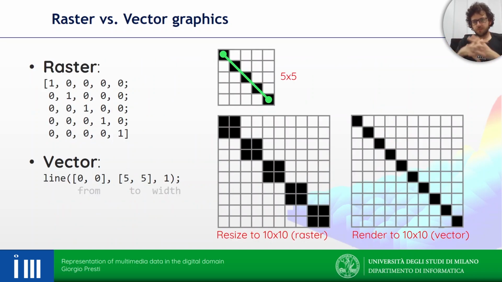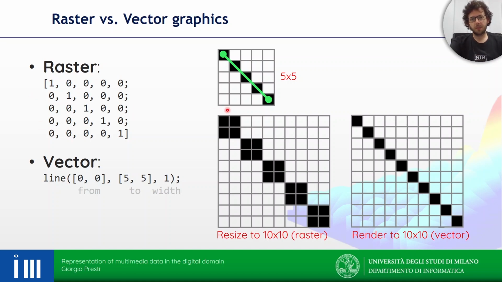So just to see the differences, a raster representation of this image without the green stuff is just the pixels, which can be a matrix of points. Here I used 1 for black and 0 for white, but it's arbitrary. You can understand the concept. It's basically a sequence of 1, 0, 0, 0, 0, 1, 0, 0, 0, 0.